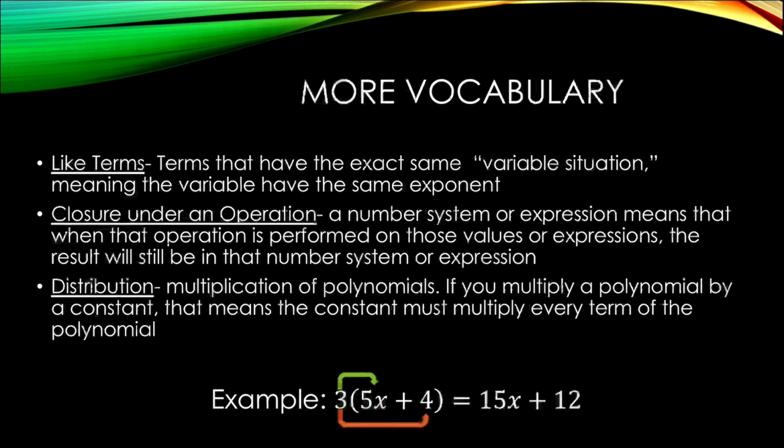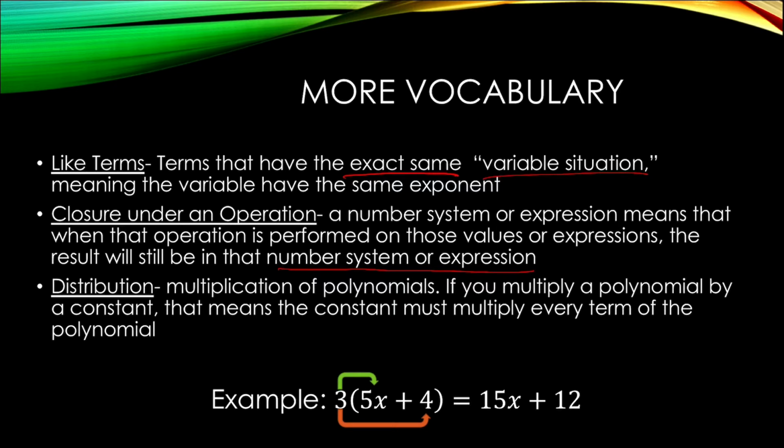Like terms are terms that have the exact same variable situation, meaning the variables have the same exponents. Closure under an operation means that when the operation is performed on values in a number system or expression, the result will still be in that number system or expression.